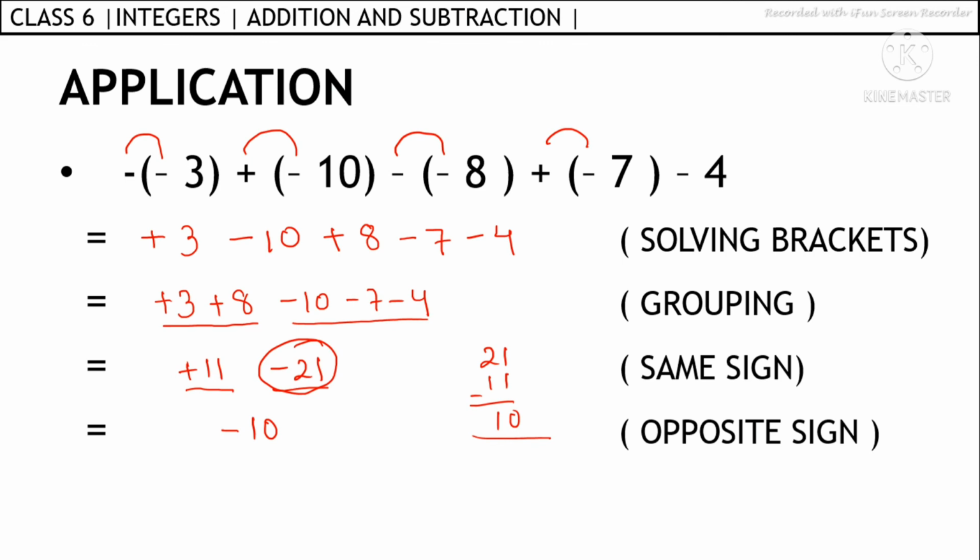So that's a simple way. Plus 11 minus 21. You just have to see opposite sign, put the bigger sign and subtract the numbers. Always put the bigger sign whenever we have opposite sign, and for same sign, we always put the same sign. In this way, we can solve any type of integer questions related to addition and subtraction.